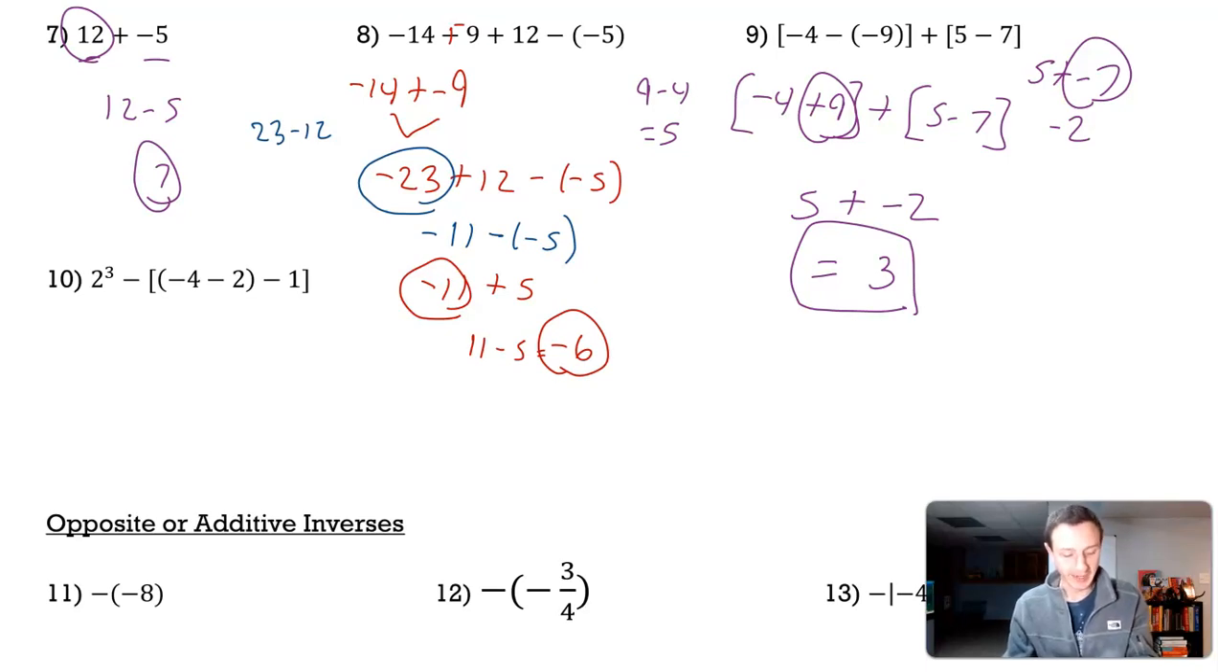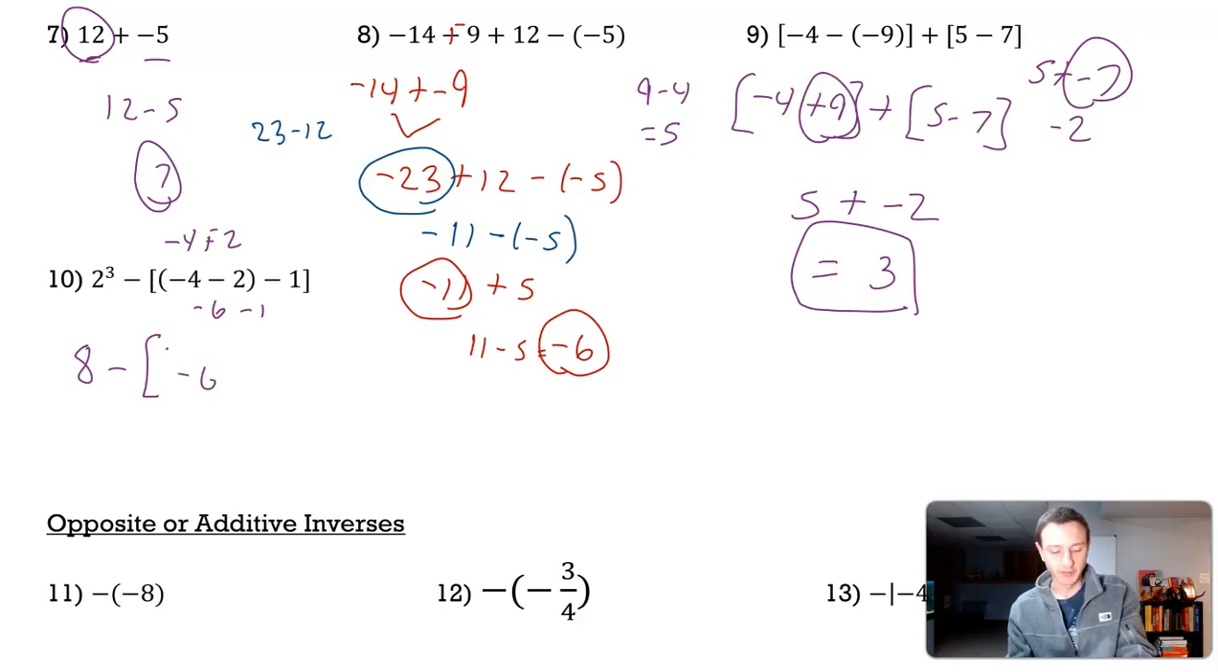Number 10, we have an exponent, and then brackets with parentheses inside. So a lot going on here. Let's go ahead and evaluate this. 2 to the third is 2 times 2 times 2, which is 8. The exponent of 3 tells us how many times to multiply that 2 together. Minus bracket negative 4 minus 2. Negative 4 minus 2 is negative 4 plus a negative 2, which is negative 6, because it's 2 plus 4, which is 6. They're both negative, so it stays negative.